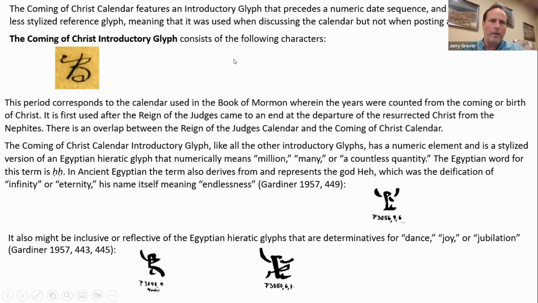Then there's the Coming of Christ introductory glyph. This one corresponds with, like I mentioned, the birth date of Christ, and then runs until the end of the Book of Mormon. The glyph form can mean million, many, countless, multitude. It can also derive as infinity or eternity. It also correlates with the Egyptian glyphs for jubilation.